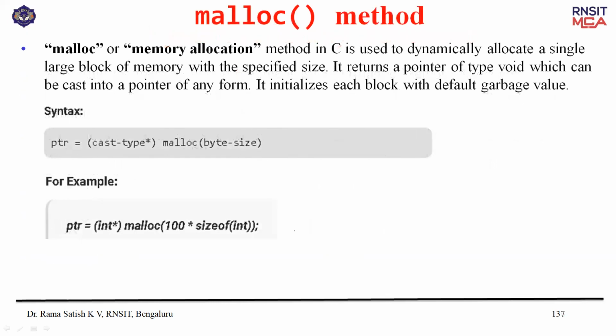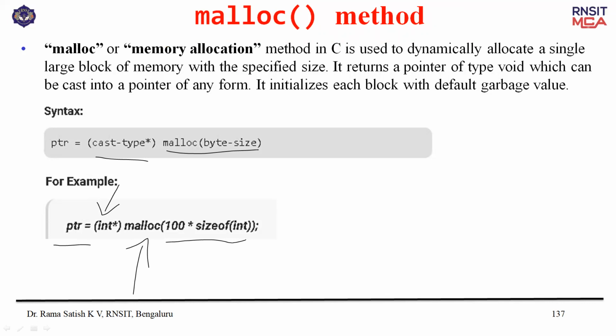And in order to do that, you should tell malloc how much size. If it is an integer pointer, you have to tell what type of pointer it is. So if PTR is an integer pointer, you just say integer star. malloc is the name of the allocation function, and then how many bytes. So I am allocating size of integer for 100 such integers.